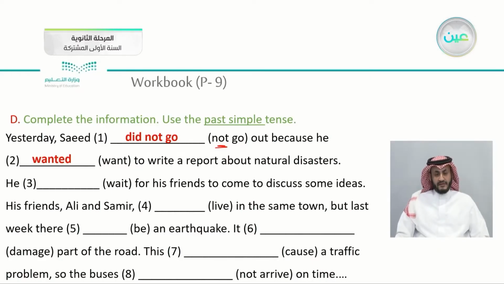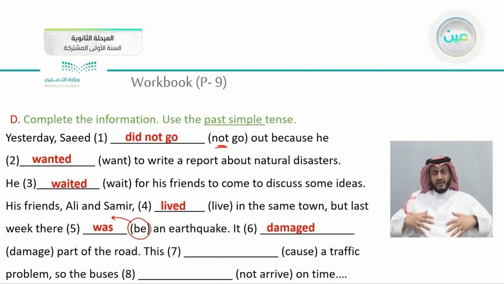He wait for his friends. Past of wait, he waited for his friends to come to discuss some ideas. His friends, Ali and Samir, live. They lived in the same town last year. But last week, there was an earthquake. Is, are and am. The past is was or were. So, when there was an earthquake, it damaged part of the road. Damaged. This caused a traffic problem.